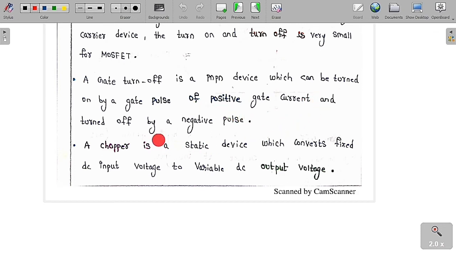A gate turn-off thyristor is a PNPN device which can be turned on by a gate pulse of positive gate current and turned off by a negative gate pulse. So we can say that a GTO is also called gate turn-off. It is a PNPN device. It is also a bipolar device because both electrons and holes are responsible for its conduction.